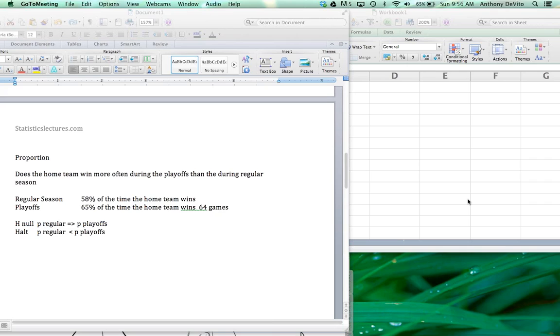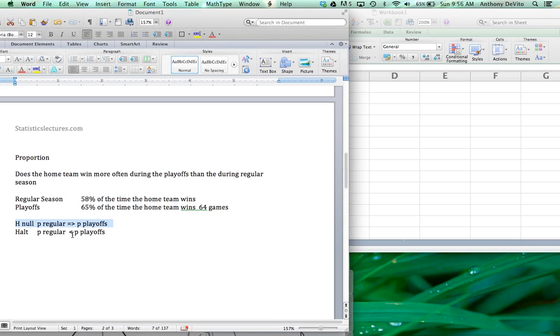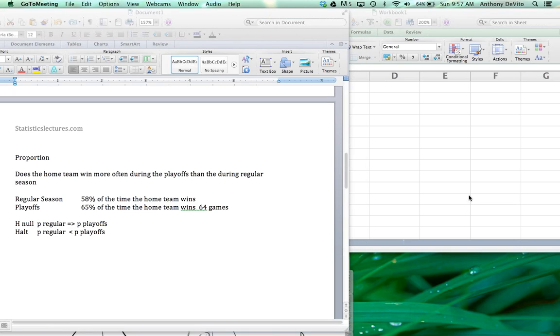So why smaller and not equal to? Joshua, I'm sorry. You say when you say smaller and not equal to. Well, because that's really saying playoffs. You can look at it both ways. The percentage of playoff wins for the home team is greater than for the regular season, which is less than. So you can look at it. This is less than. This is greater than. Okay, good. Thank you. I went back to an old question, so I didn't see you.